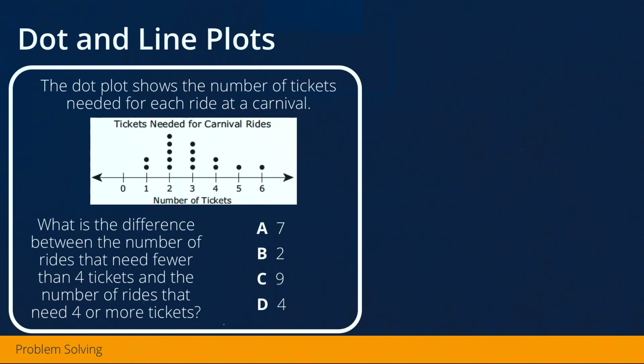There's also questions about line plots. This dot plot shows the number of tickets needed to ride each ride at a carnival. What is the difference between the number of rides that need fewer than 4 tickets and the number of rides that need 4 or more tickets? So here students have to be able to interpret that line plot to be able to answer this question.